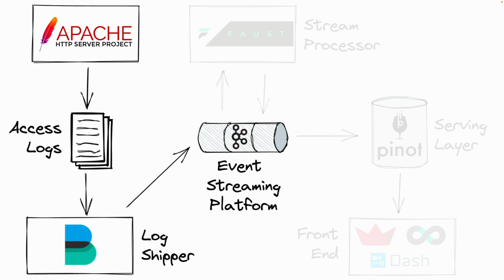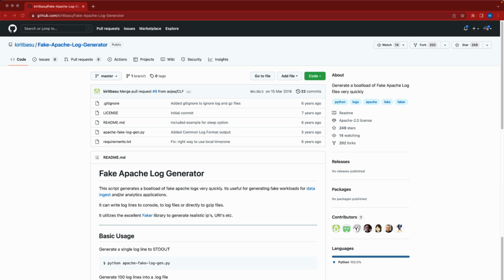Now, normally you've probably got those logs already sitting around somewhere, but for the purpose of this demo, we're going to use a tool called the Fake Apache Log Generator. I've already downloaded that to my machine, so let's go over to the terminal and have a look at how we can use it.